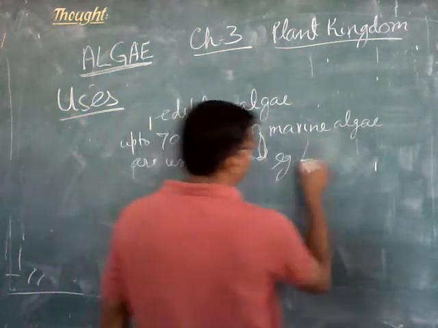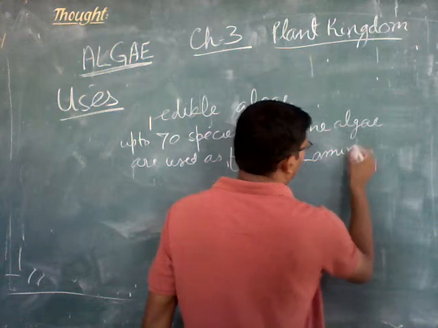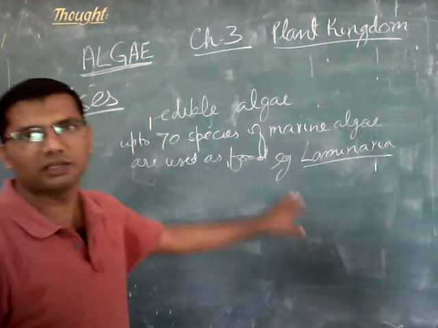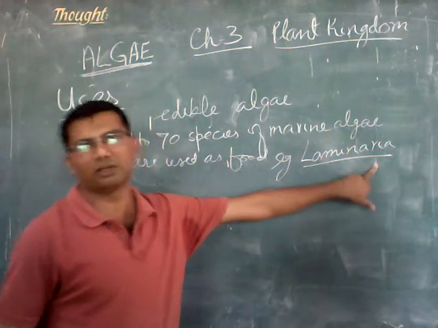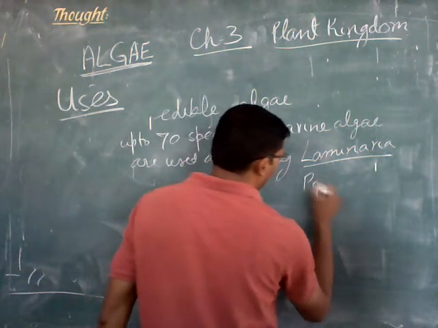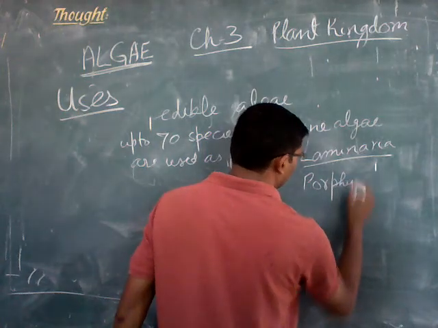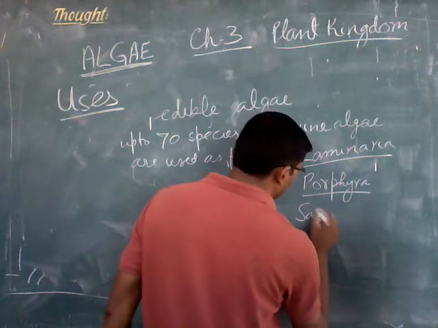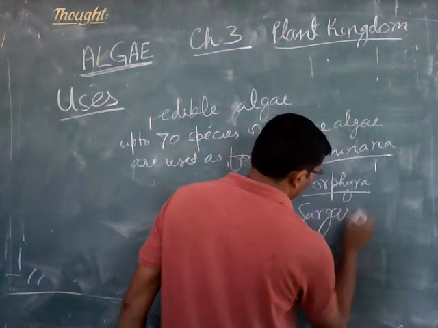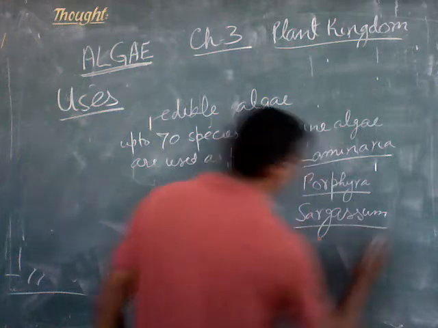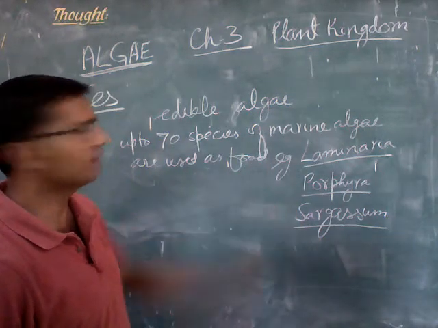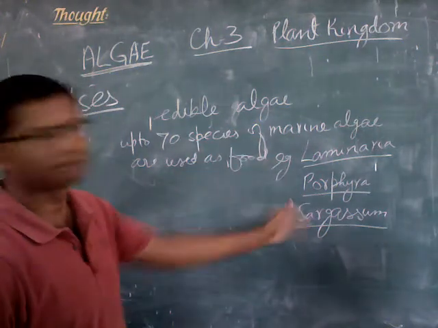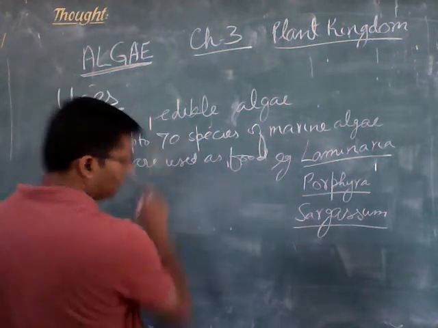For example, there is one algae called Lagenaria, which is used as food by a lot of people. There is another algae, Porphyra. The next example is another algae. So these are the names of different algae which are used as food by different people. So this was about food.